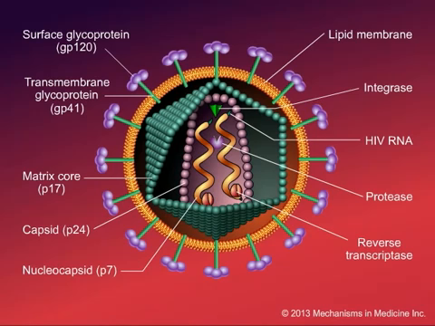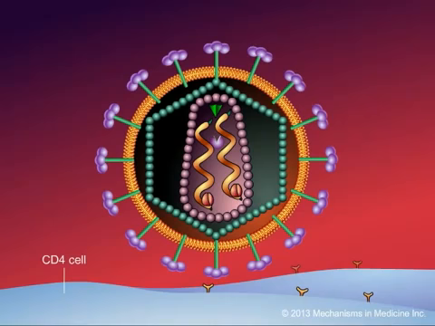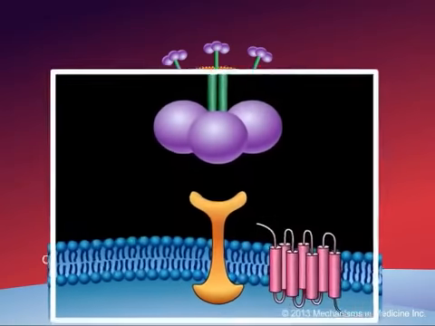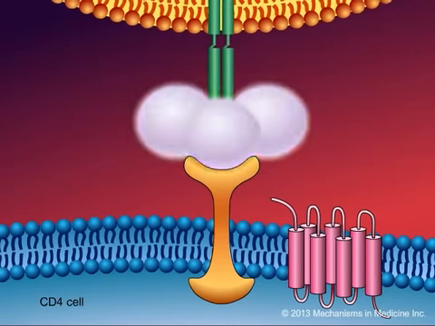And finally, in the inner core, you see that there are two strands of viral RNA, which are associated with three of the enzymes that are essential for virus replication. These are the integrase, the protease, and the reverse transcriptase. This attachment stage clearly indicates how the GP120 is about to bind to its CD4 receptor.